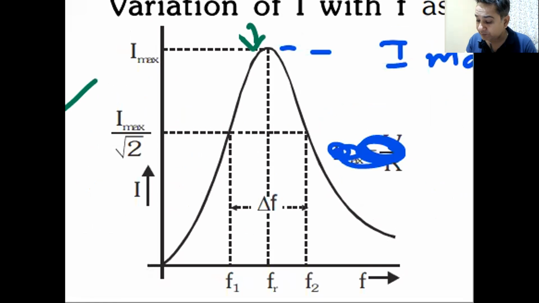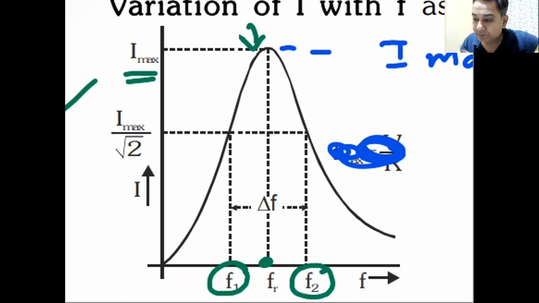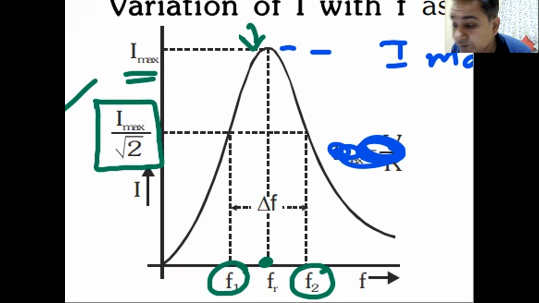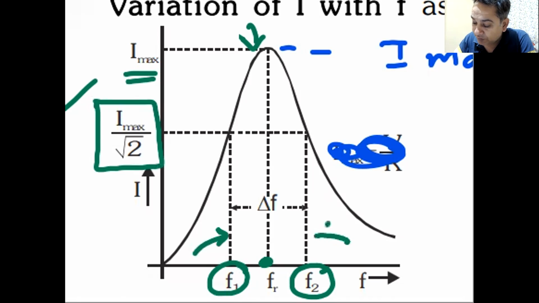Now, as you can see here, this point is your resonant frequency. The current is maximum. Then there are 2 points, F1 and F2, where the current is I max divided by root 2. Please draw this graph. This is F1 frequency, this is F2 frequency. The difference between them is known as delta F. So this is what you need to draw in this graph.